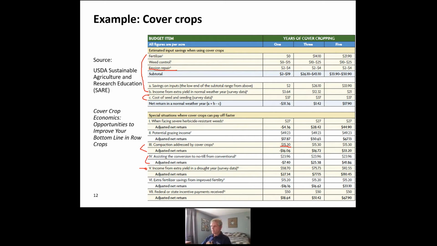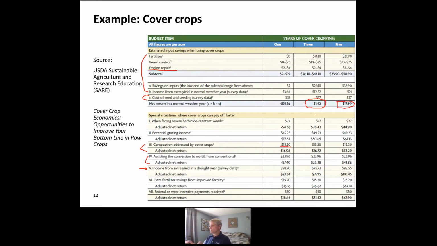So that's the partial budget approach. And you see here, I'll just look at the normal year again as an example. You see here the net benefit of $1.42. Well, it shows you how that makes sense to start doing it, even more so at $17.90.